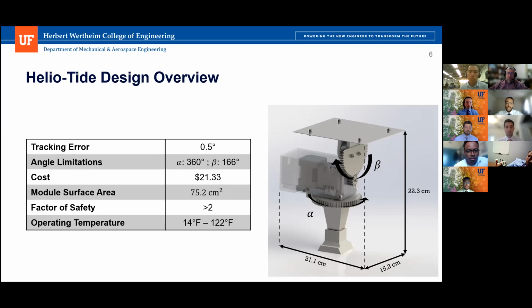Additionally, the Heliotide costs $21.33 for the prototype. This is excluding the NEMA 17 stepper motors and the electronics that we were provided in class, but we'll get into that a little bit later in the presentation. It has a modular surface area of 75.2 centimeters squared, a factor of safety greater than 2, and it can operate in temperatures between 14 degrees Fahrenheit and 122 degrees Fahrenheit.